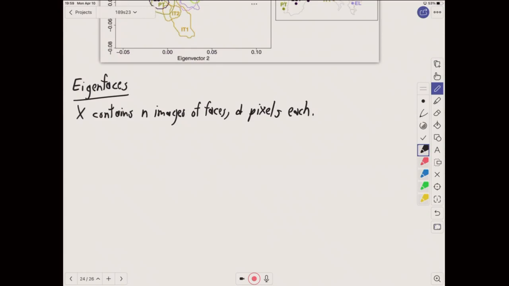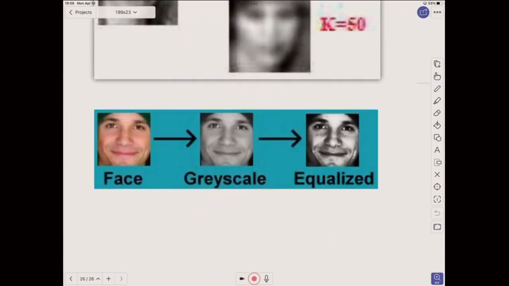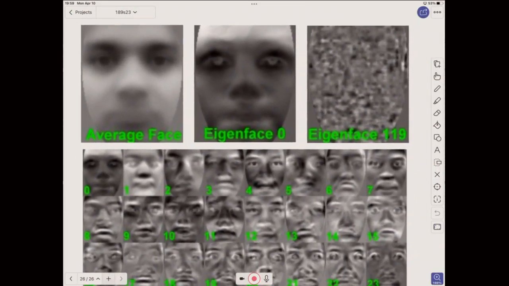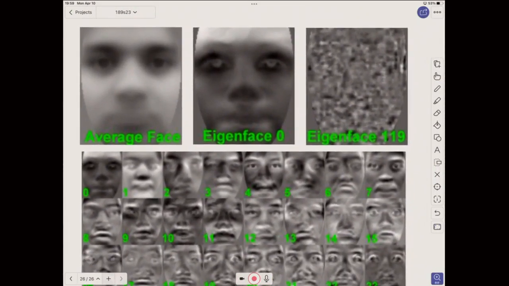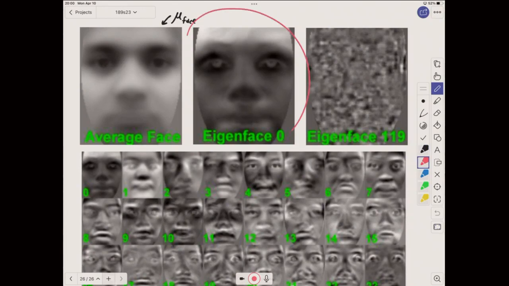So people have tried this, and I will show you what principal components look like when you apply it to faces. First of all, the first thing we do, remember, is we center our design matrix. So upper left, this image here, that is the mean of all the faces. You subtract the mean face from all of the individual faces in your design matrix. You do PCA. And then they showed the top 119 principal components.